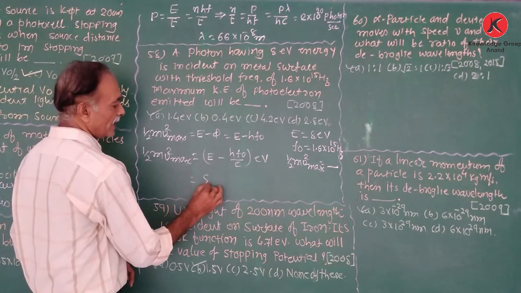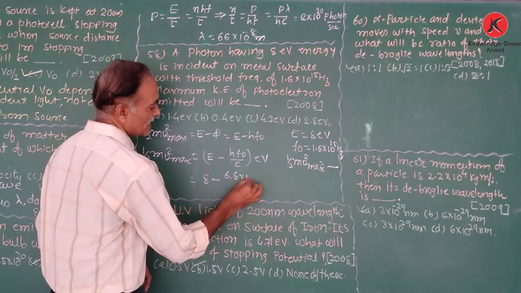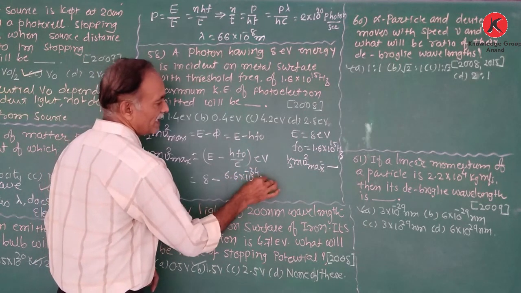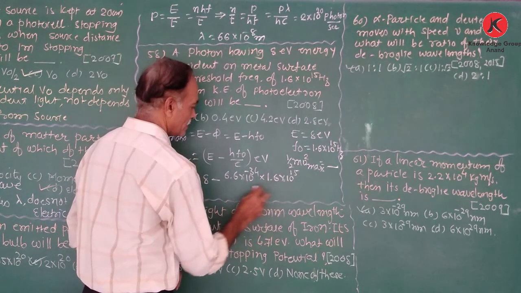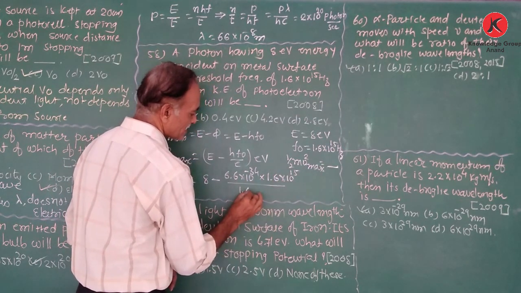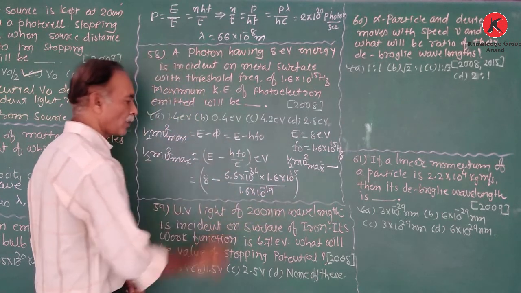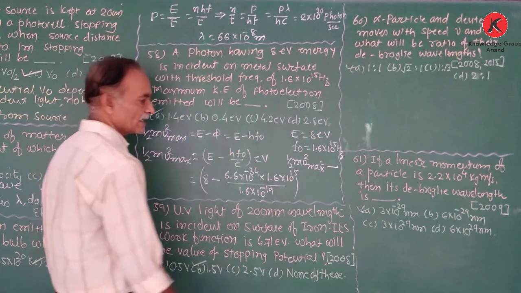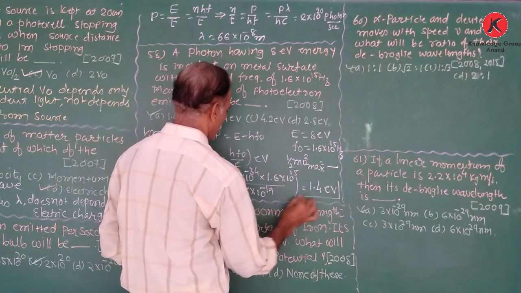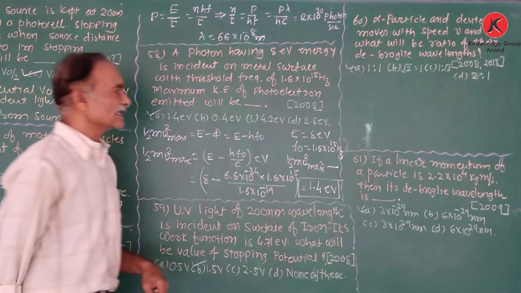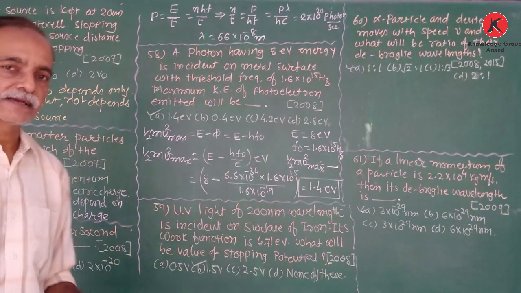Substituting the values, we get 8 electron volt minus 6.6 × 10^-34 × 1.6 × 10^15 upon 1.6 × 10^-19, that is in electron volt. If we simplify it, we obtain the answer 1.4 electron volt. That is the maximum kinetic energy of the photoelectrons emitted.